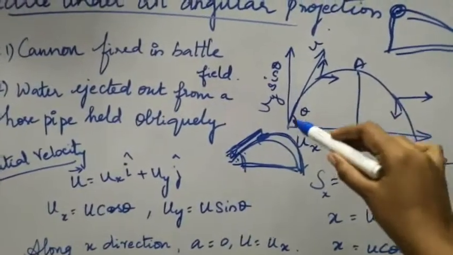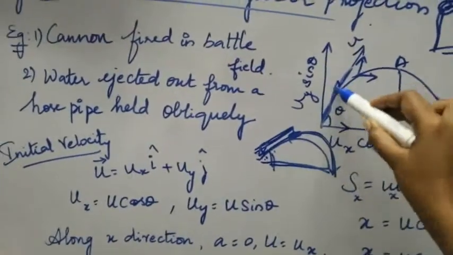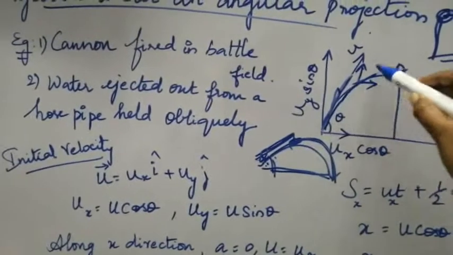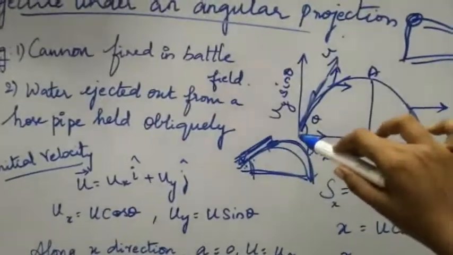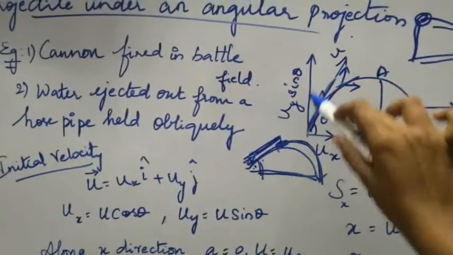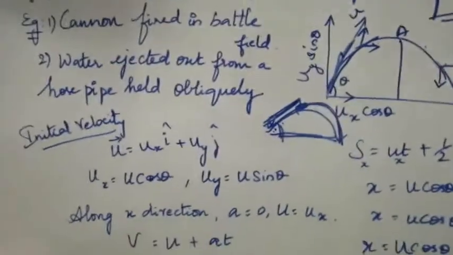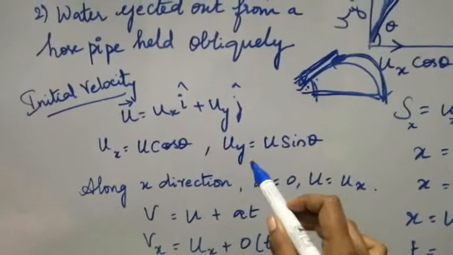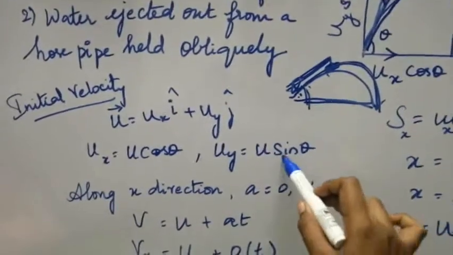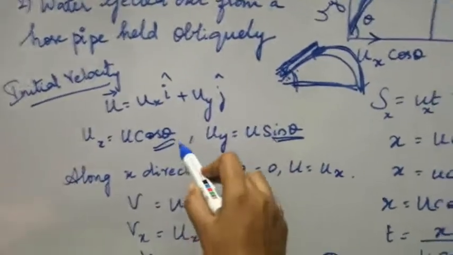So the initial velocity u is this one, from where the object starts and moves under the projection. This initial velocity can be split into the horizontal component and vertical component at any point on the projection. So I have ux equal to u cos theta and uy equal to u sin theta. This is the vertical component and this is the horizontal component. So substitute this in the equations.